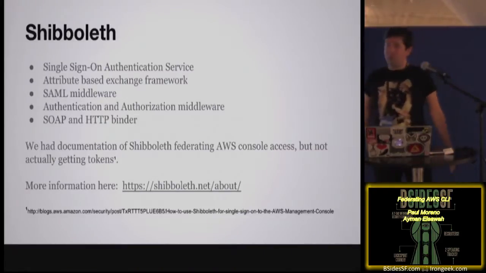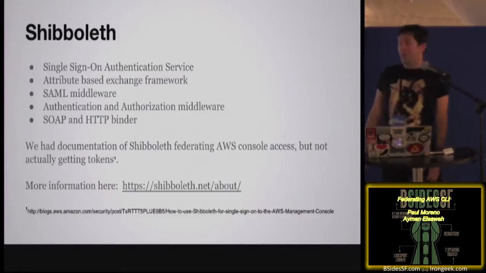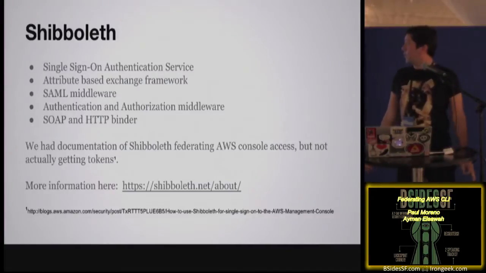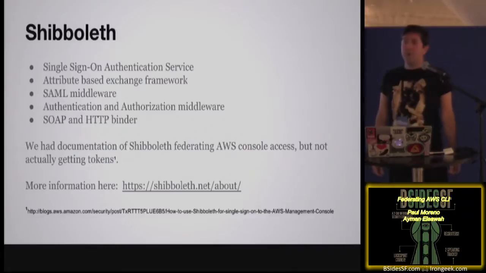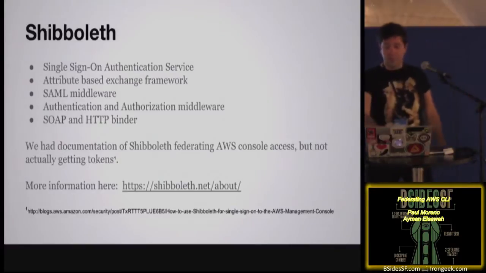So Shibboleth, it's an SSO, as I said. It allows for an attribute-based exchange framework. It also does role-based, but I'm not going to get into detail. It can act as SAML middleware. It can also act as an authentication and authorization middleware, and has a SOAP and HTTP binder. There's tons of documentation out there on this, and we chose this because of that. Also, there's actually Amazon-specific documentation on how to federate it on the web console, but not actually anything about getting tokens. That was what became a pain.